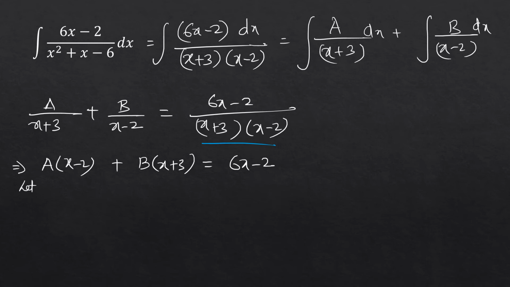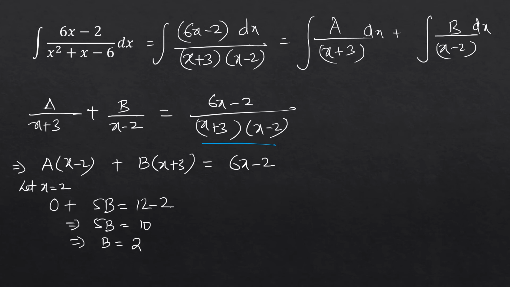So I will assume let x is equal to 2. Putting x is equal to 2 will give me 0 over here. So I will get a times 0, which is 0, plus 5b is equal to 12 minus 2. So it implies that 5b is equal to 10. It implies that b is equal to 2.